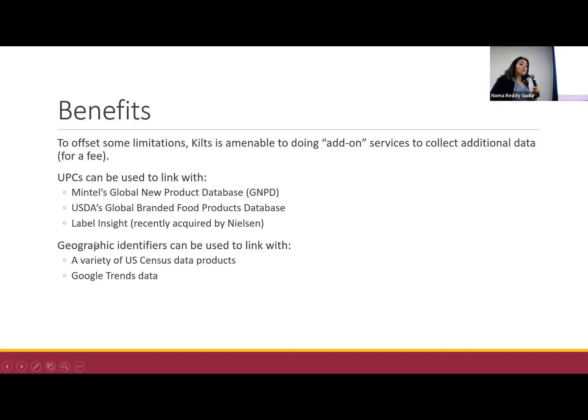And then also geographic identifiers. Even if it is just a 3-digit zip or a 5-digit zip, we can link those to a variety of census data products. And also because zip codes can be overlaid with certain MSAs, or metropolitan statistical areas, even in the demographic data and the retail data, we have a market level variable, which can be used to link with Google Trends data.